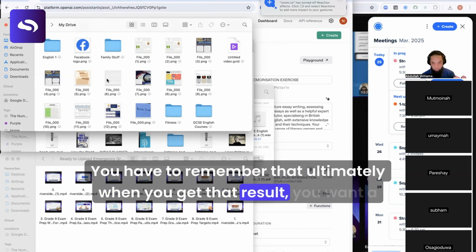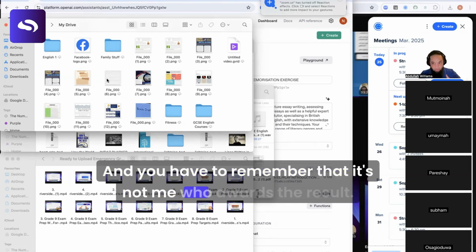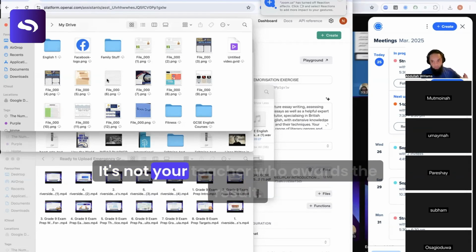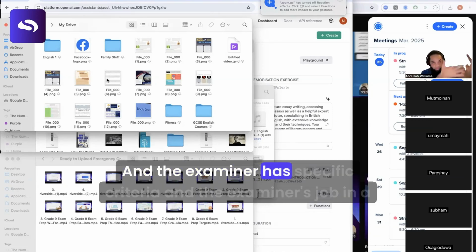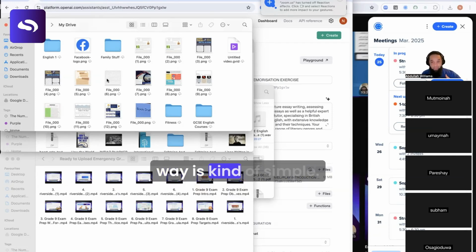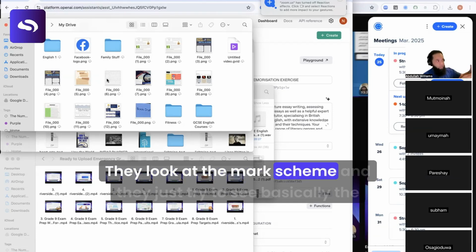You have to remember that ultimately, when you get that result, you want a good result, right? And it's not me who awards the result. It's not your teacher who awards the result. It's the examiner. Okay. And the examiner has specific criteria. And the examiner's job, in a way, is kind of simple. All they do is they just read your writing, they look at the mark scheme, and they just try to see.